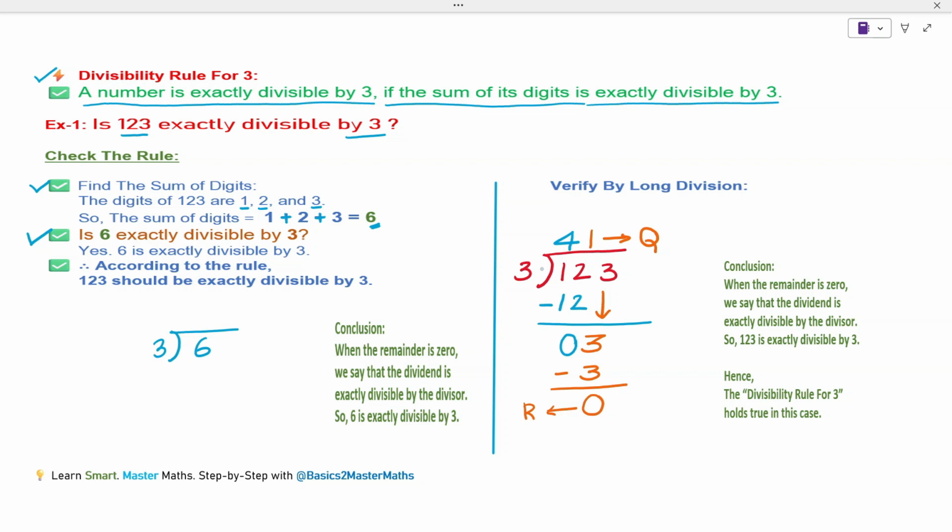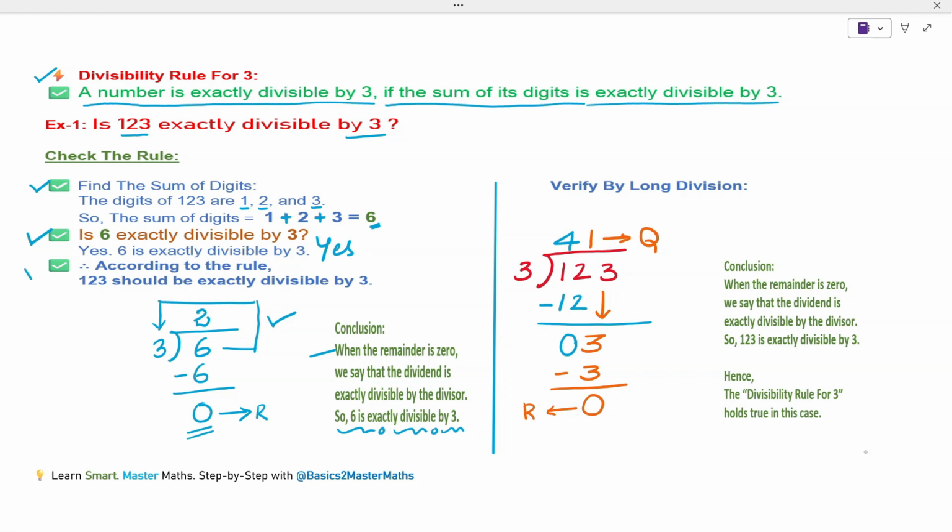We know that 3 twos are 6. You got 0 as the remainder. When the remainder is 0, we say that the dividend is exactly divisible by the divisor. So, 6 is exactly divisible by 3. Got it?